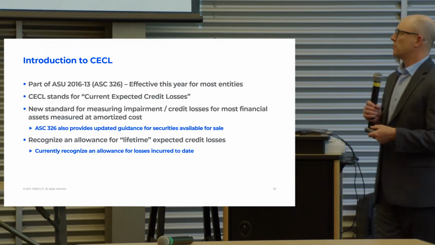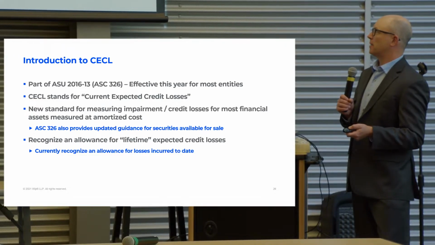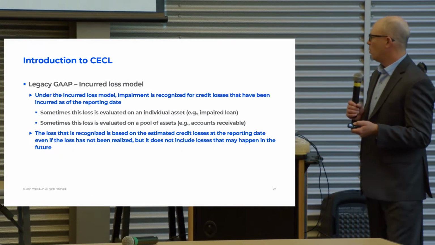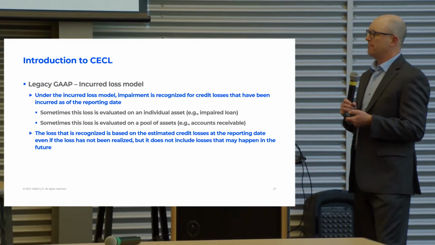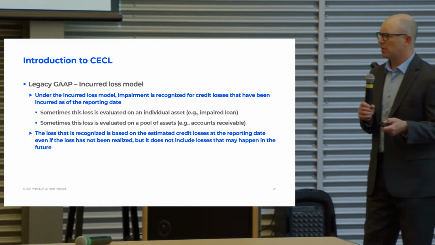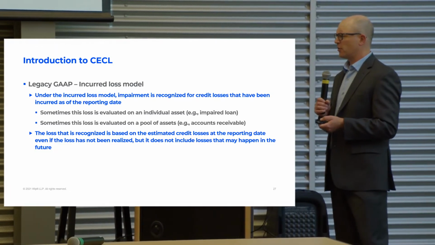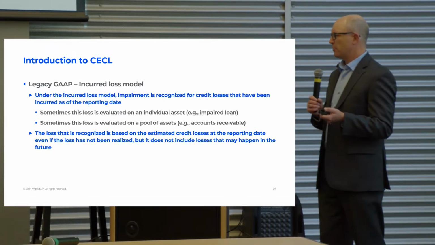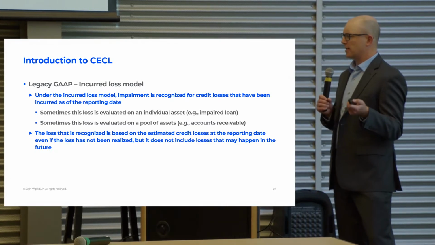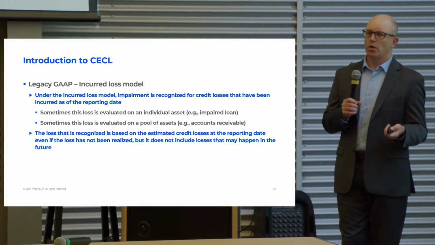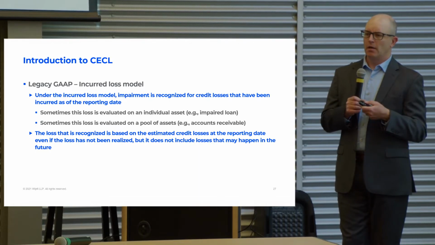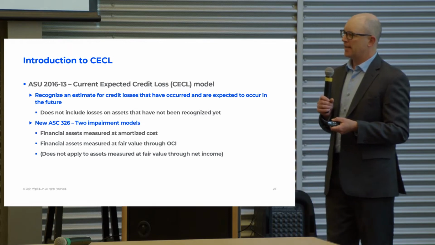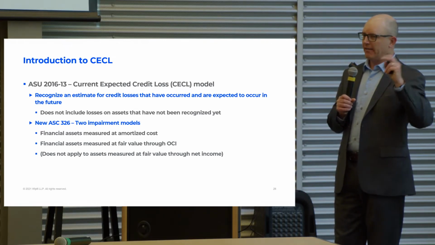So this just forces us to recognize an allowance for the lifetime of expected losses, not just what the loss is at year end. So the legacy GAAP, the old rules, which I don't have the Accounting Standards Codification number for. The new one is ASC 326. I don't know what the old one was. But under the old GAAP, under the incurred loss model, impairment is recognized for credit losses that have been incurred as of the reporting date. So for 12/31/22, you'd have your self-pay losses as of that date. The new GAAP forces us to look and see what future events are out there that may affect credit losses.